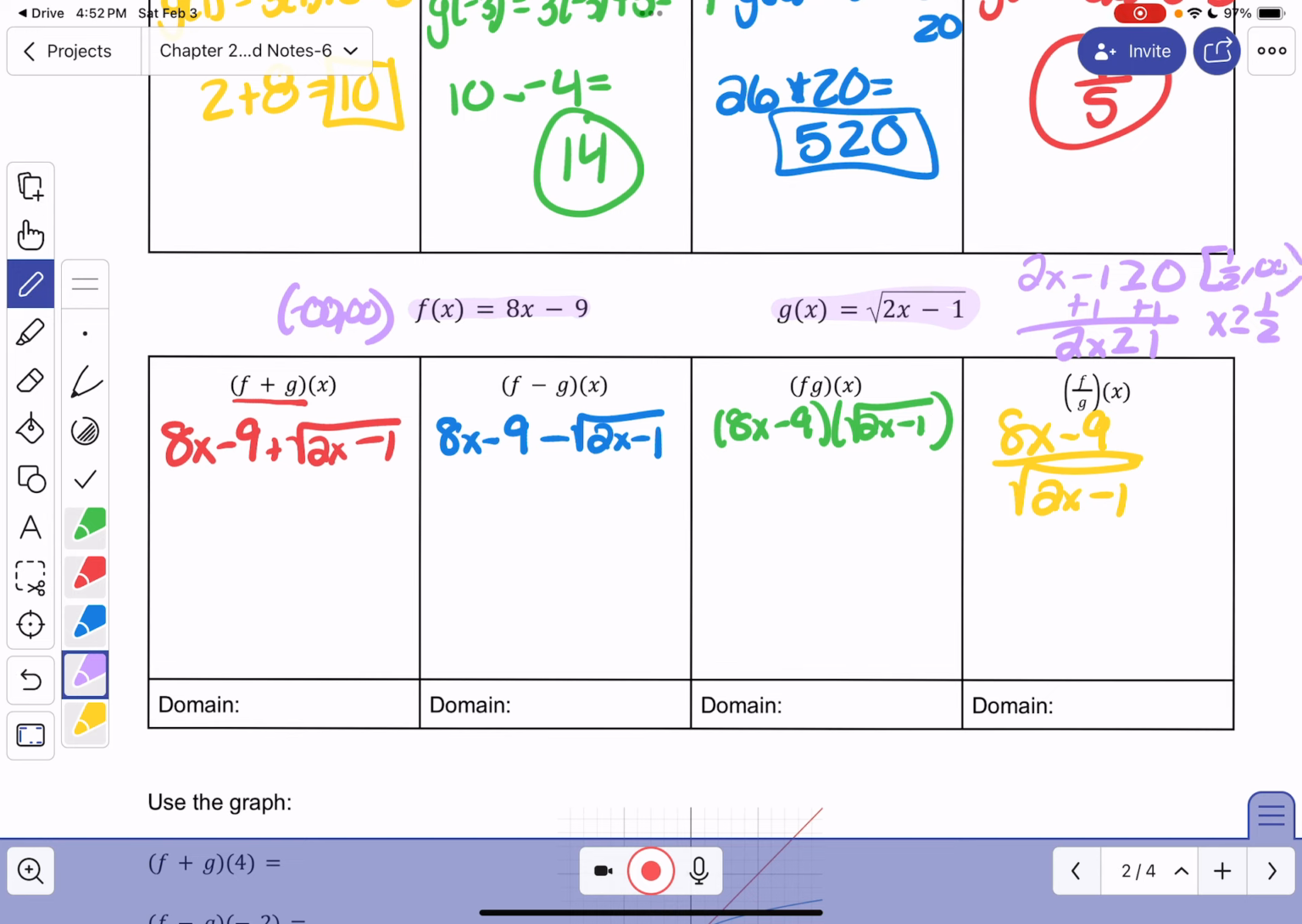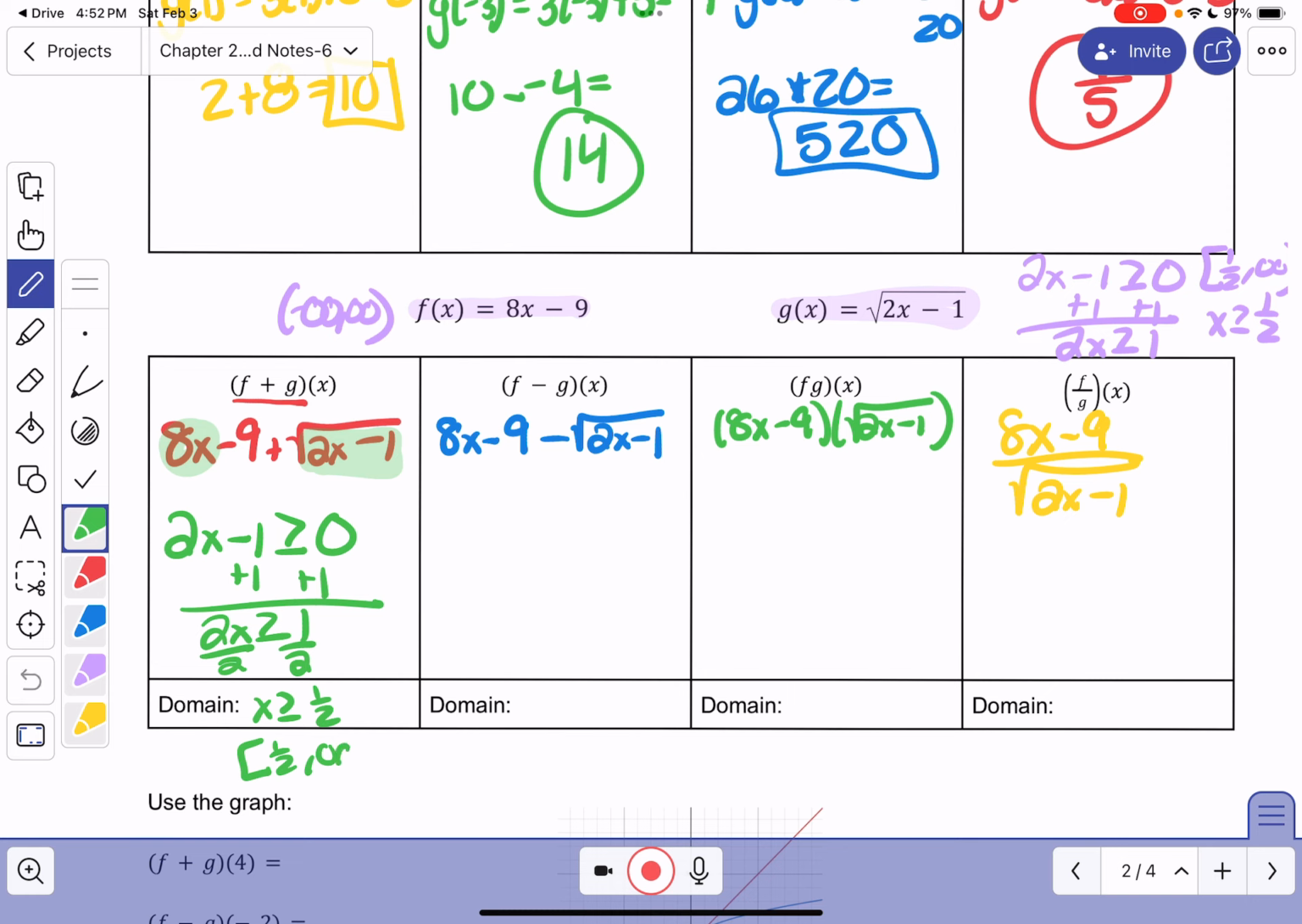Let's look at the others. So this x here isn't going to do anything to our domain because it would be linear. So we still have to worry about what's under the radical, which can't be negative. So anytime, you take whatever's under the radical and say greater than or equal to 0, add 1, divide by 2, and we get x is greater than or equal to 1/2, which in interval notation is this. The blue one's going to be exactly the same because it's the same radical. The green one's going to be exactly the same because it's the same radical.